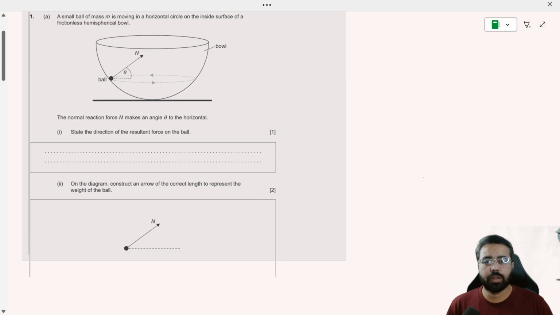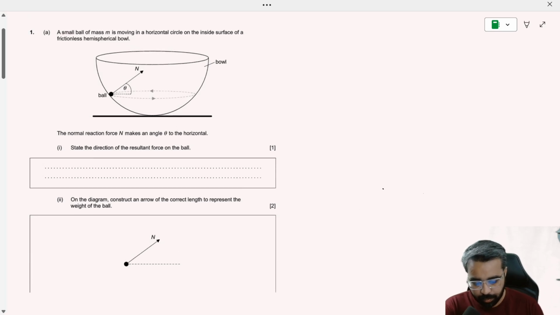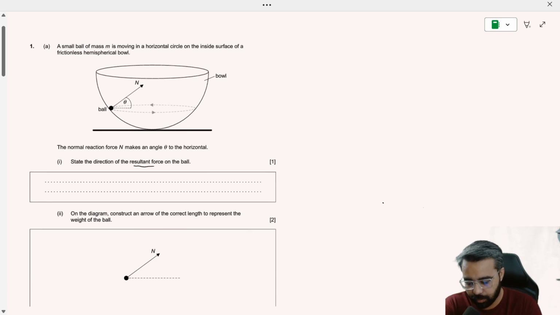This question is about horizontal circular motion of a ball in a bowl. In this question, we will not only find the resultant force, but also the reason why this ball will keep moving in the same horizontal circle, and its velocity. This question is taken from 2018 May time zone 2.